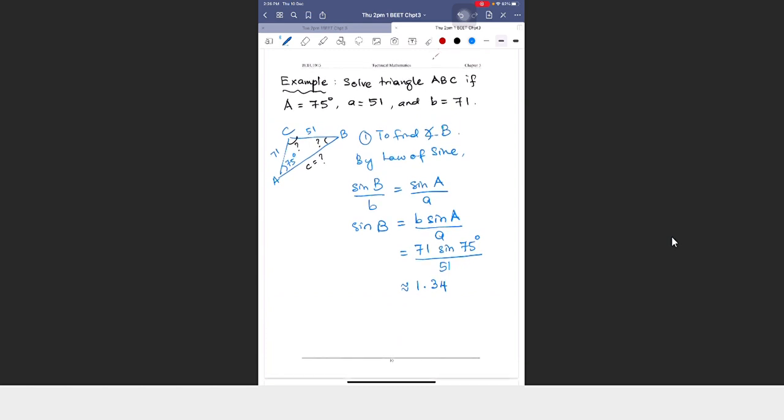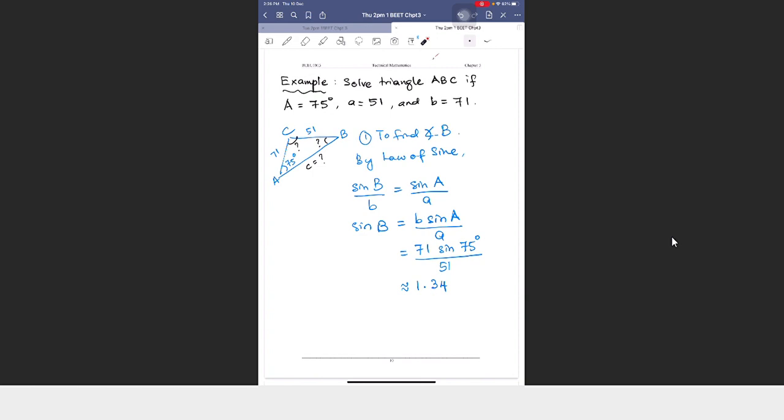When you get 1.34, if you overlook this, or do not really understand, you can straight away use the calculator and press sine inverse to get B. And what will you get from the calculator? The calculator will give you a math error or syntax error. Why? Because remember the range for sine. This 1.34 is more than 1. The range of sine must be between 1 and minus 1. So you cannot have a value of sine that goes beyond 1, or even less than minus 1. So then you get a math error.